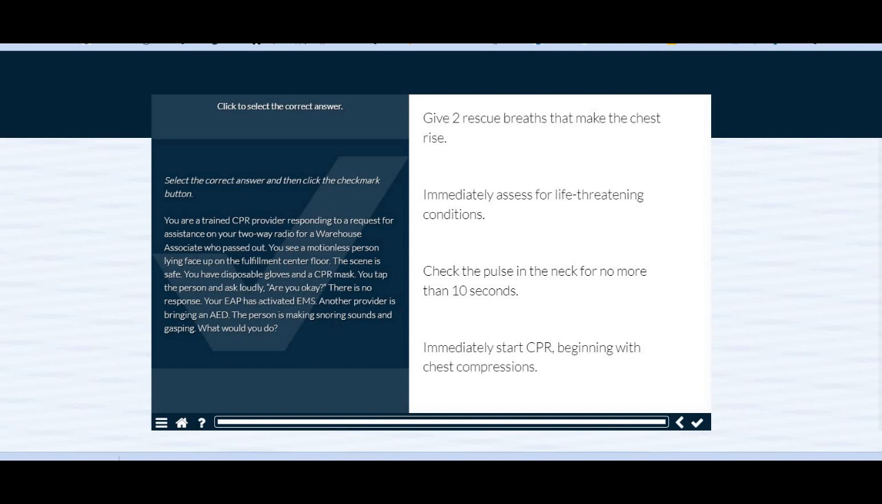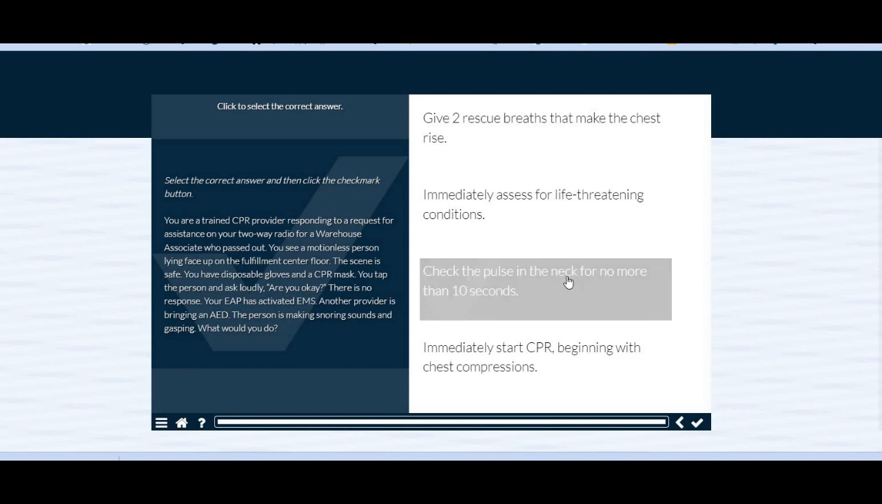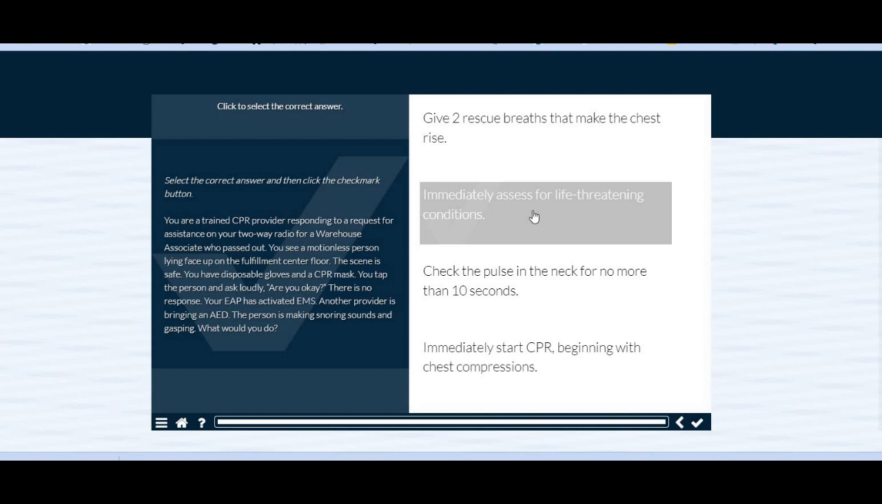Another provider is bringing an AED. The person is making snoring sounds and gasping. What do you do? Let's see here. They're motionless, but they are snoring and breathing. I'm going to go with assess for life-threatening.